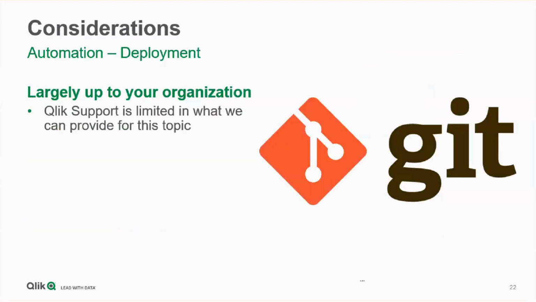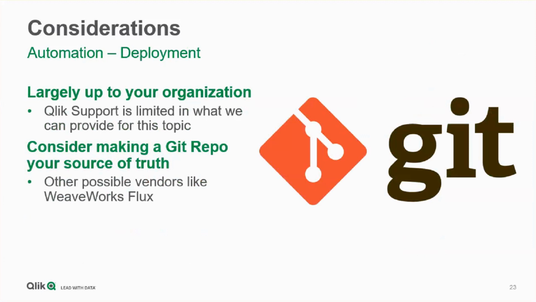But these are all things you should be aware of before you start trying to put production load in a scaling environment, right? So the other thing is with automation of deployment, this is largely up to your organization. If you consider making a Git repo your source of truth, so the YAML files that I've created, eventually those will be really highly customized to your deployments.